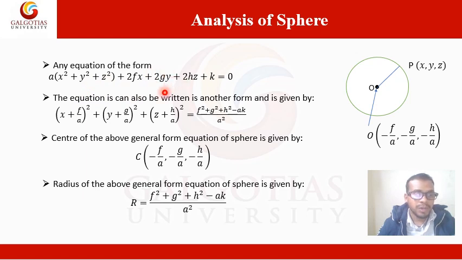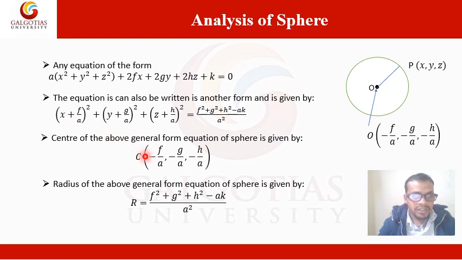Let us discuss this part also. The equation can also be written in another form, given by (x plus f/a) whole squared plus (y plus g/a) whole squared plus (z plus h/a) whole squared equals (f squared plus g squared plus h squared minus ak) over a squared. This is the general form where you can easily get the value of the center as well as the radius. So from here I can easily evaluate the center and radius.